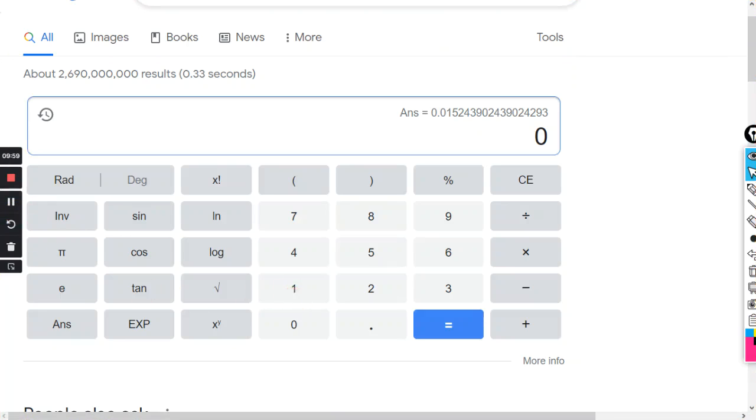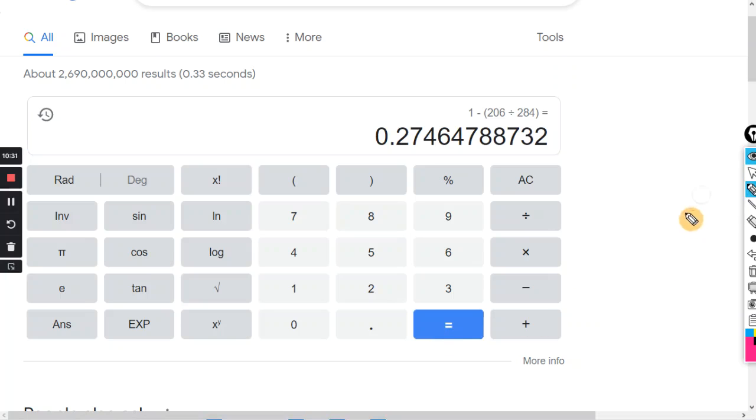Okay, we have 1 minus 206 divided by 284. Hit equals, and there's your answer. Okay, and by the way, you can use parentheses if you want. If you want to do 1 minus parentheses 206 divided by 284 and close the parentheses, that's the same thing.